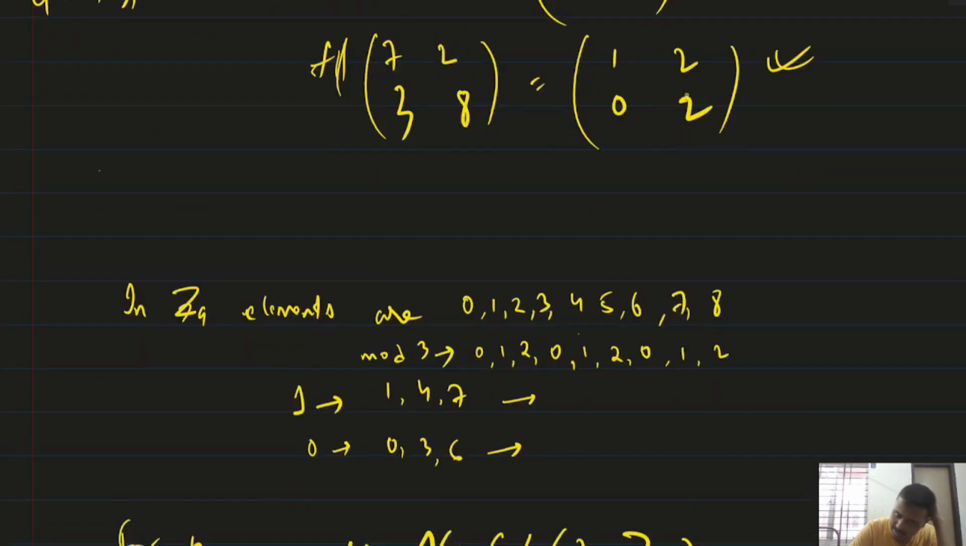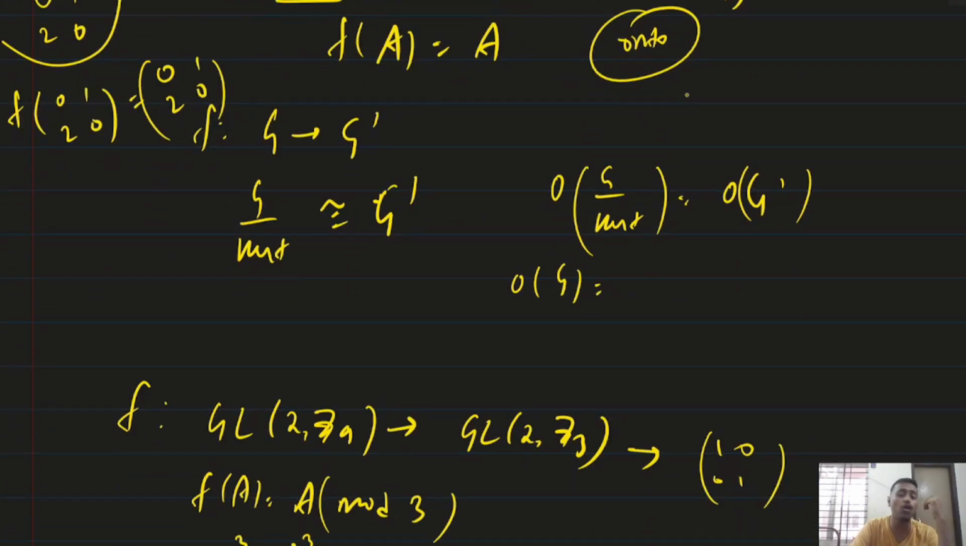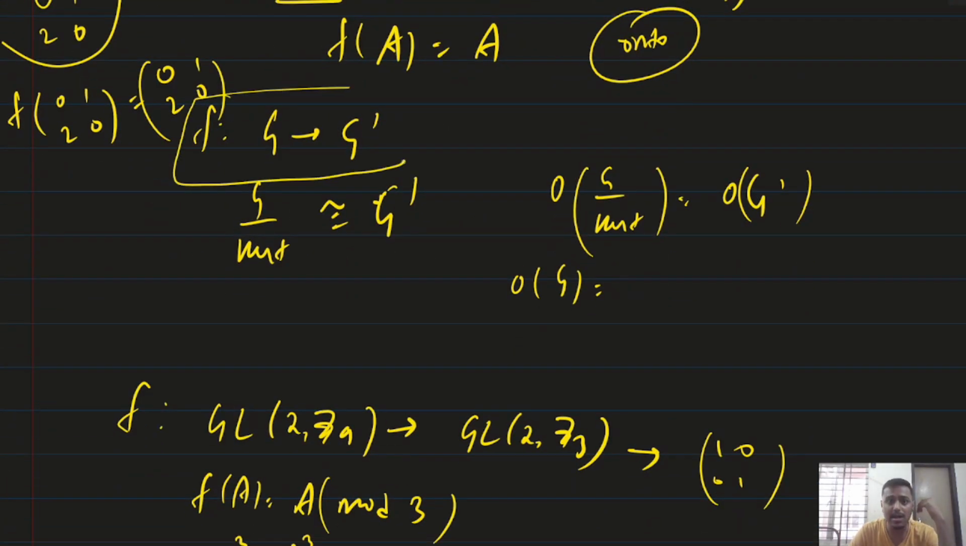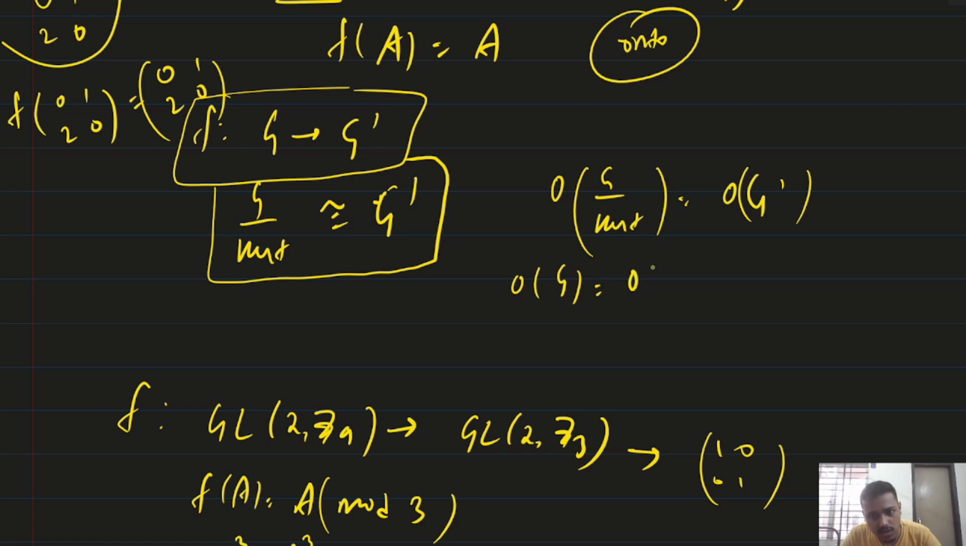Now why am I doing this? Because I have defined an onto homomorphism f from G to G', now think about the fundamental theorem of homomorphism. What it says is that G by kernel of f is isomorphic to G'. So if the two groups are isomorphic, then the orders are also the same. So order of G by kernel of f is equal to order of G'. So order of G equals order of kernel of f times order of G'. Up to here it is clear, I guess. Okay. Now we know the order of this group G', right? We have to find the order of kernel of f. Okay.